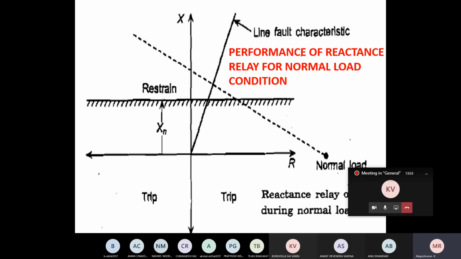Assume you adjust and bring the maximum torque angle τ. The maximum torque angle is the angle adjusted between the voltage and current injected to the directional unit to make the two fluxes equal to 90 degrees. The flux produced in the current coil and the flux produced in the potential coil should be brought to 90 degrees. That is nothing but τ.